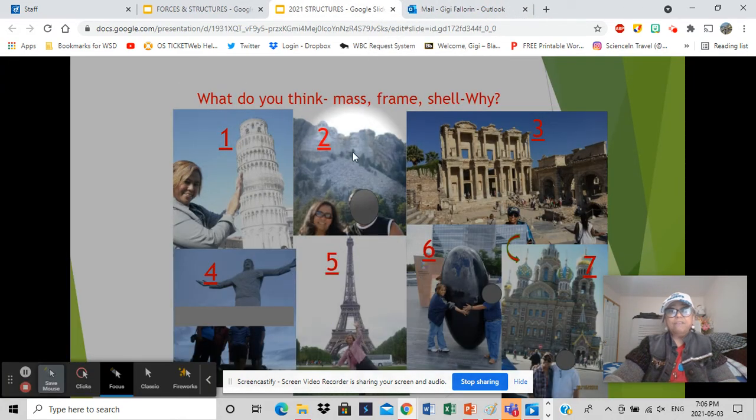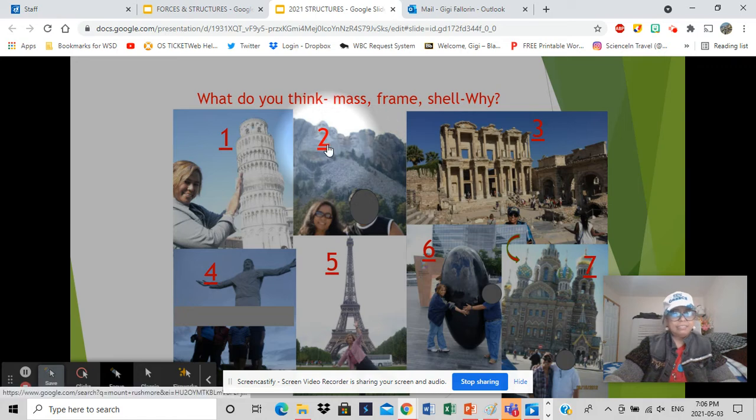Okay, and of course, somewhere in South Dakota, this is also. Oh, by the way, what kind of structure is this? Mass, frame, shell, and why? It can be a combination of the three later on. I'm going to just share with you the answer for this number one. But let's go to number two.